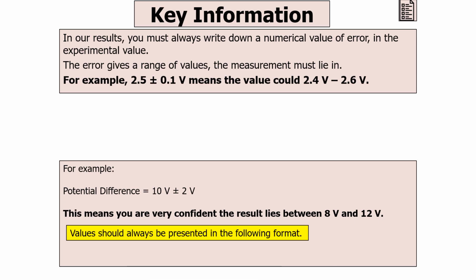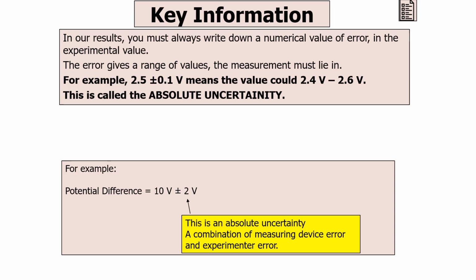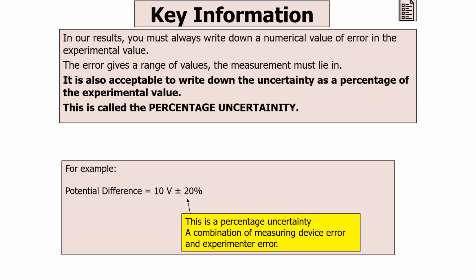Now values should always be presented in the following format. Now the range of possible values considers the mistakes made in the experimental technique and the resolution of the measuring device used. So here we call this the absolute uncertainty. So a combination of measuring device error and experimenter error. You could also write it as a percentage uncertainty, where you write the uncertainty as a percentage of the experimental value. So for example, plus or minus 20%.